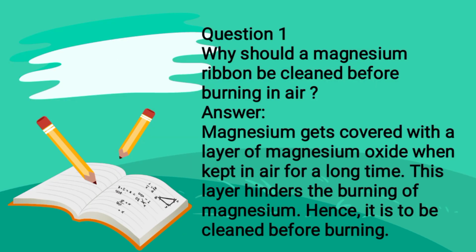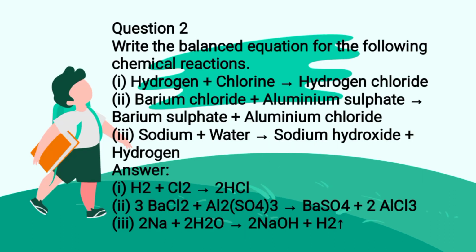So why did you clean this magnesium ribbon? Because when you keep that in the air, what happens? There will be a layer covered of magnesium oxide. So when you start burning this magnesium, you will not be able to see that flame. So that hinders the burning of magnesium. So you have to clean that before burning.